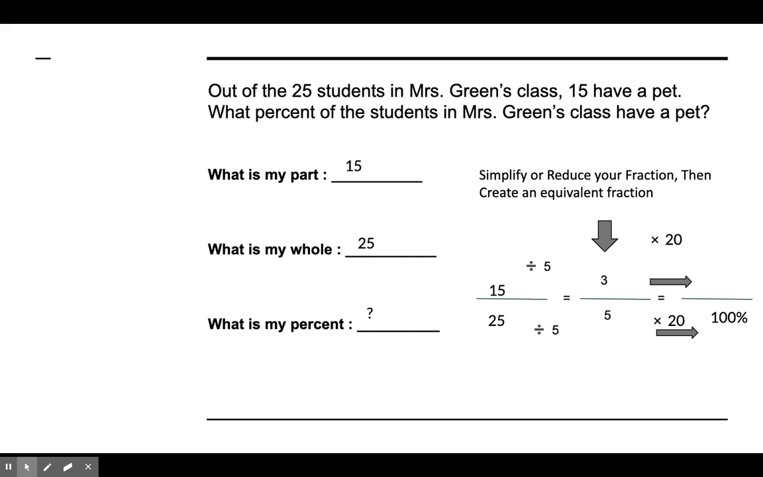So that means that whatever I use on the denominator, I need to use that same factor on the numerator. So 3 times 20 gives me 60%. So that lets me know that only 60% of the class has pets. All right. So this is part 2. Get ready for part 3 in a second.